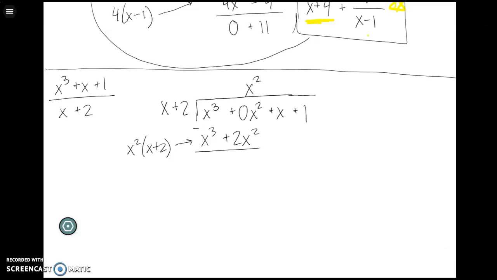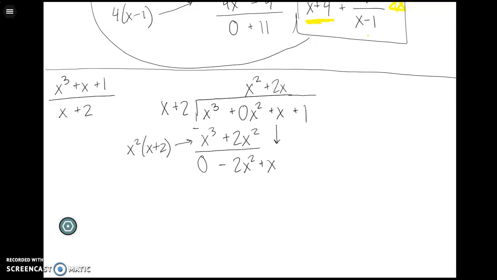So we multiplied x squared by x plus 2, and now we're subtracting. So x cubed minus x cubed is 0. 0x squared minus 2x squared is negative 2x squared. Okay. Now let's bring down this x. Now I have to ask myself the same question. What do I multiply x plus 2 by so that I get 2x squared plus x? And I'm going to multiply x squared by 2x.